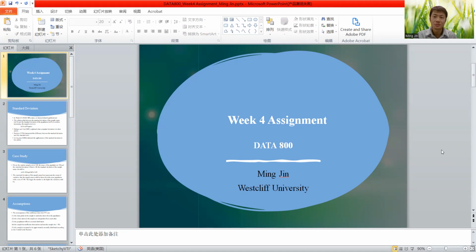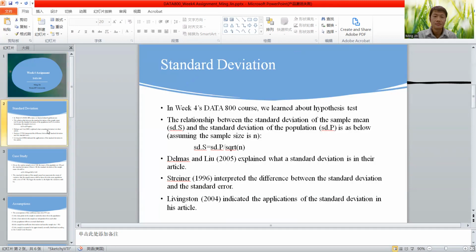In this week, I would like to talk about my opinions on the hypothesis test. So first, I would like to talk about the standard deviation. In this week's course, we learned about hypothesis tests. The relationship between the standard deviation of a sample mean and the standard deviation of the population is defined as: the standard deviation of the sample mean equals the standard deviation of the population divided by the square root of the sample size.